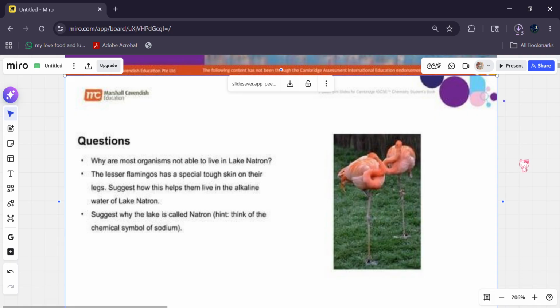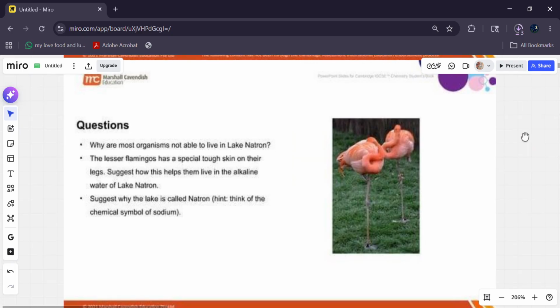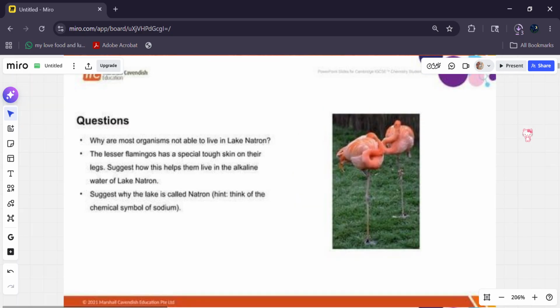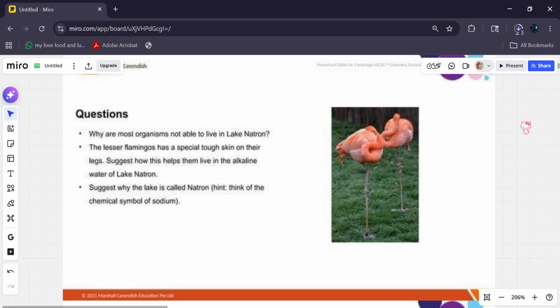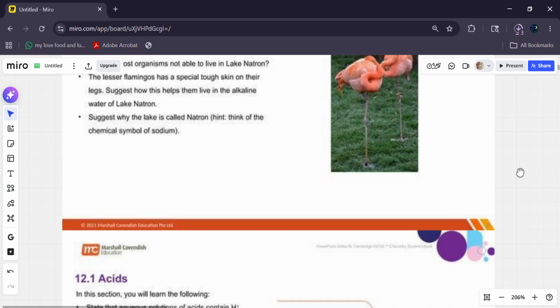The high alkalinity of the water is due to the presence of salts such as sodium carbonate and sodium hydrogen carbonate. These salts are found in many cleaning products around us. And because of the flamingos' special tough skin on their legs, the flamingos have the ability to live and breathe in this lake naturally. So let's go to our first section.